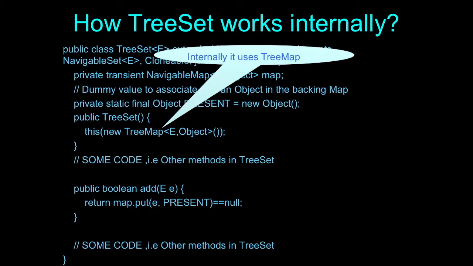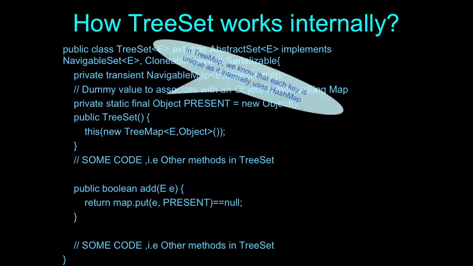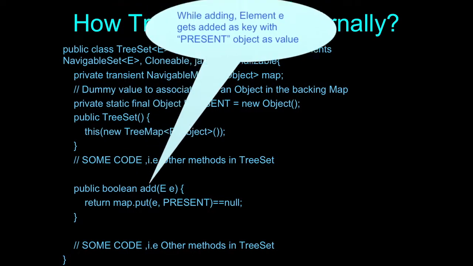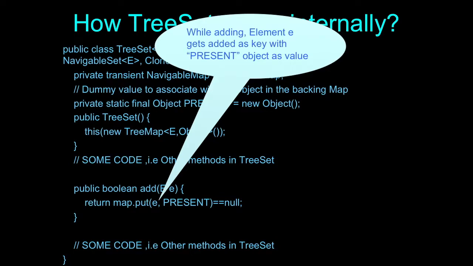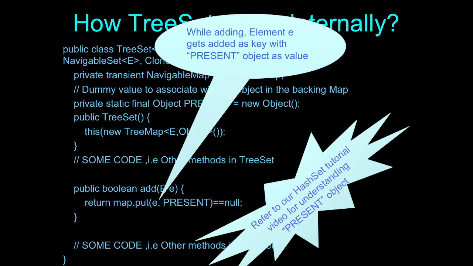Now note over here, internally a TreeSet uses a TreeMap. Now note the add method. Element addition just works like that of HashSet, except that we have TreeMap here. In TreeMap, we know that each key is unique. Now while adding, element E gets added as key with the PRESENT object as value. Now again, if you are not familiar with the PRESENT object, then refer to our HashSet tutorial video for understanding it.